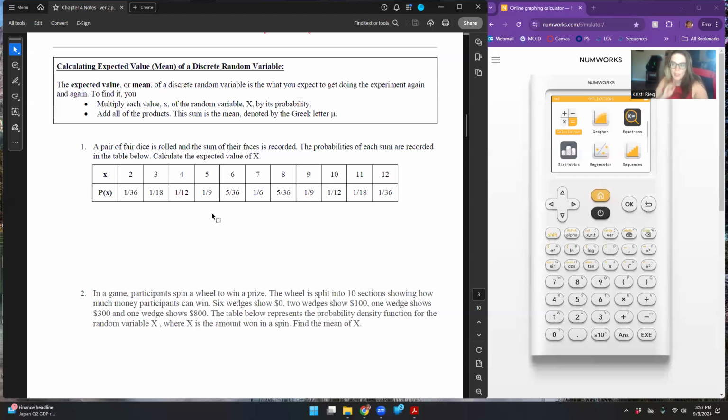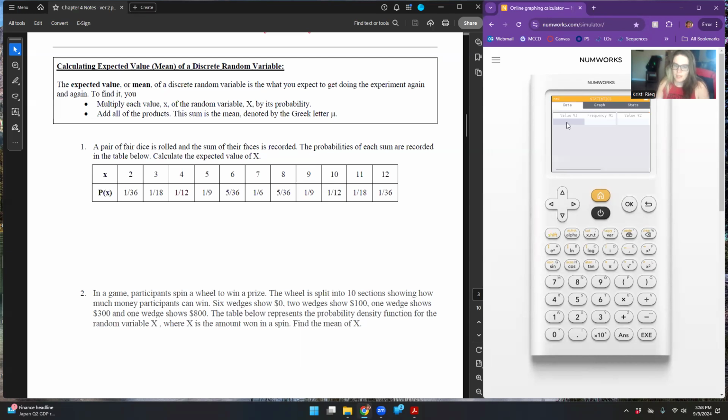So problem one, I'm not going to go through all the steps. We just did it. I just want to show you how to do it in this calculator. So we have statistics. Now, we've talked about in other videos how a probability distribution table is just a frequency table. So we can type this whole thing into our NumWorks calculator. And so we have 2, and I'm just going to go down first because then the whole numbers are easier. 3, 4, 5, 6, 7, 8, 9, 10, 11, 12. And then we go all the way back up.